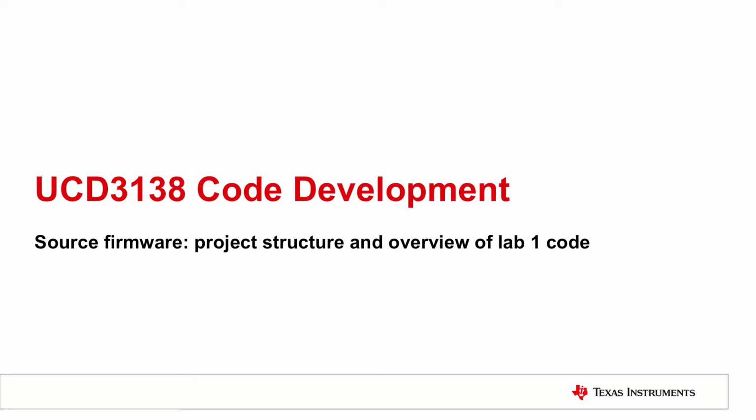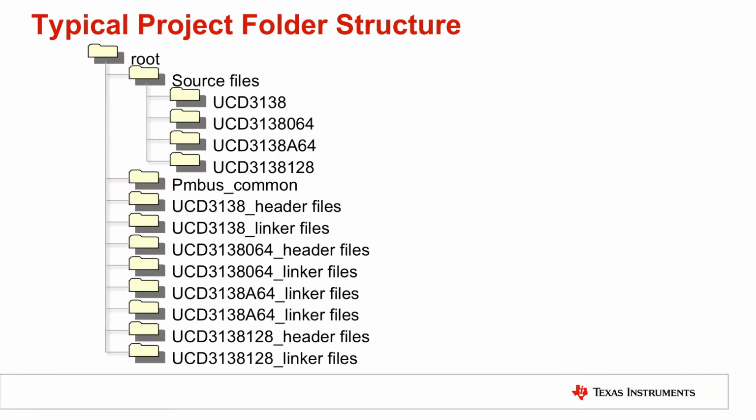I will now give a brief overview of the structure of a UCD project and the source code in Lab 1. This is a typical project folder structure. It is set up so that the header and linker command files for each version of the UCD can be accessed by a single project in Code Composer Studio.